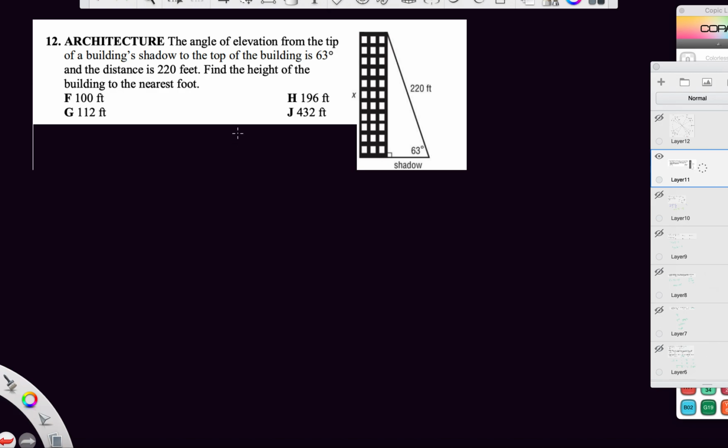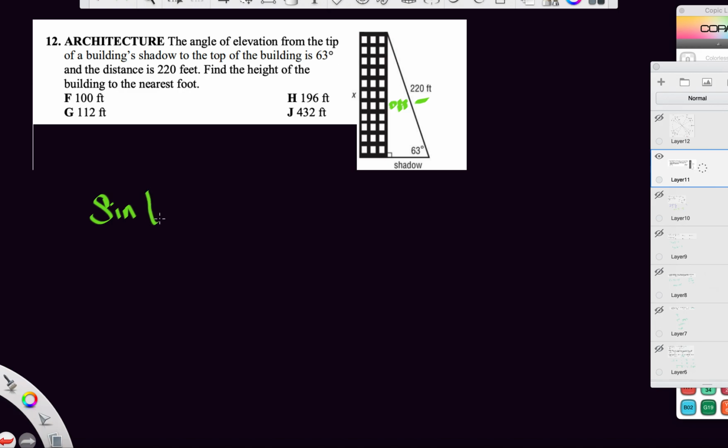All right. So you have your right triangle. You have your hypotenuse right there. And you want to find the length of the opposite side, right? That's the side opposite the 63-degree angle. So if we're looking at opposite and hypotenuse, we're talking about a sine function. Okay? So basically, let's go ahead and write it out.